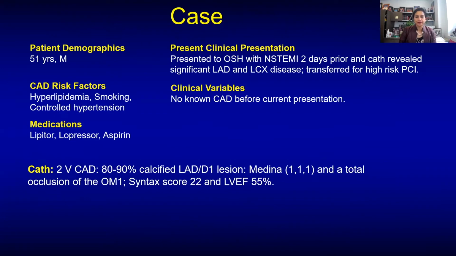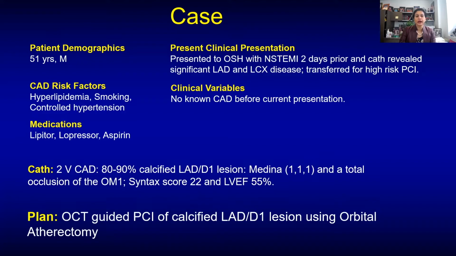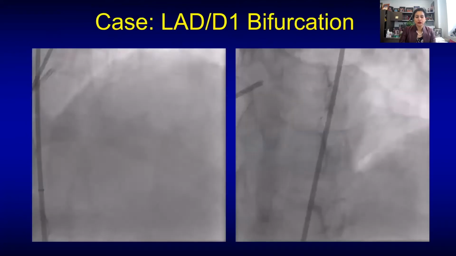So this is a case of a 51-year-old male who presented to an outside hospital with non-STEMI 2 days prior. They had a cath there, which showed significant LAD disease and a known old total circumflex disease. He was transferred here for high-risk PCI. Known hyperlipidemia, smoking, controlled hypertension, no prior known cardiac history otherwise. On medication of Lipitor and low-dose aspirin. So cath had shown a significant LAD diagonal lesion and a total occlusion of OM1 with a SYNTAX score of 22, EF 55. So the plan was to do an OCT-guided PCI of the calcific LAD diagonal lesion using orbital atherectomy.